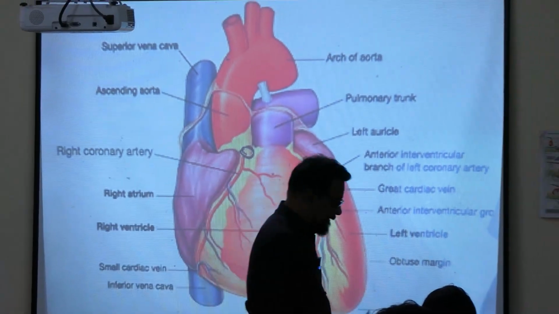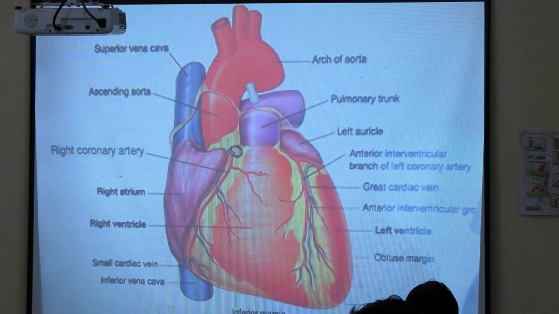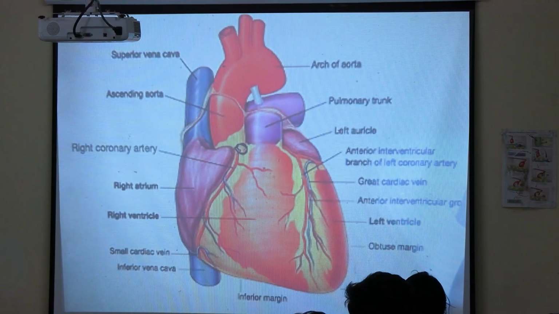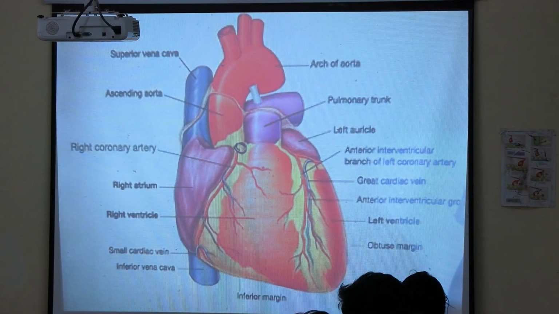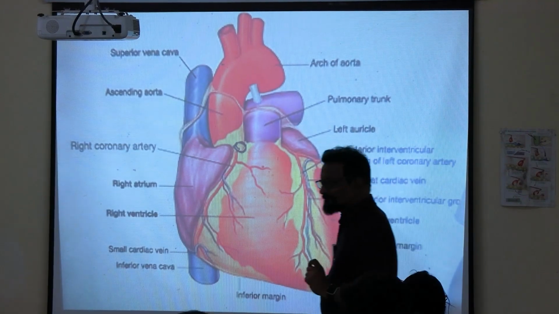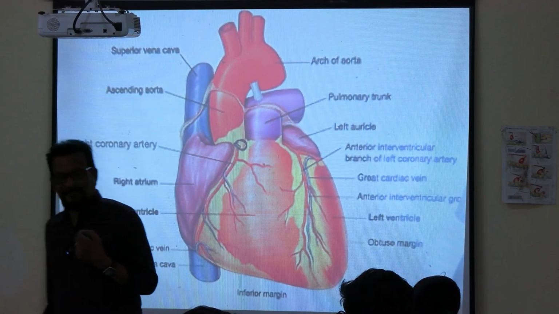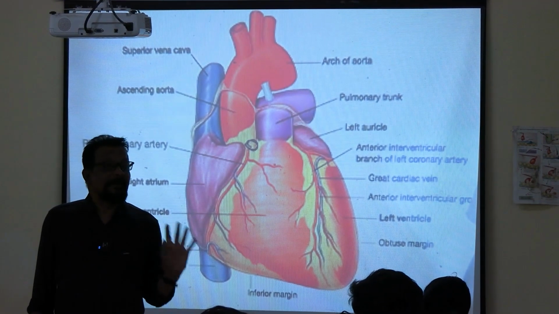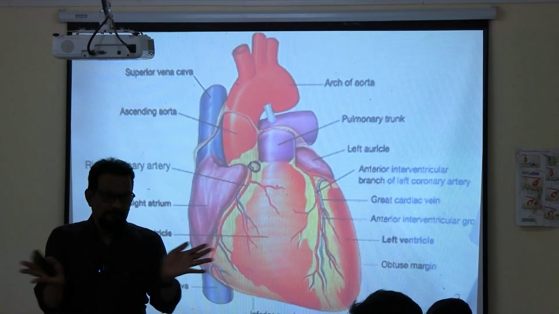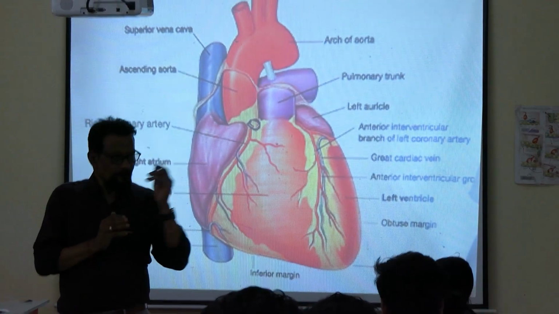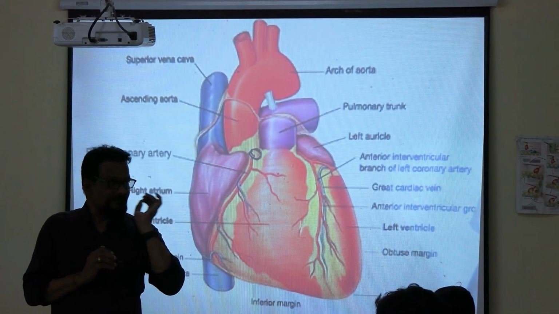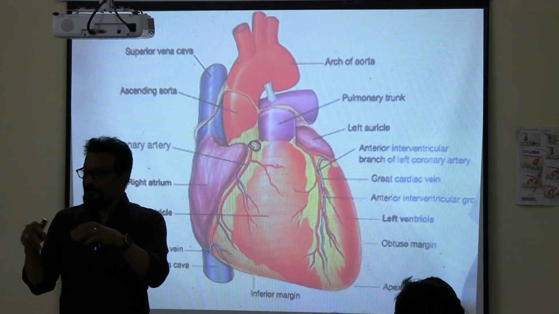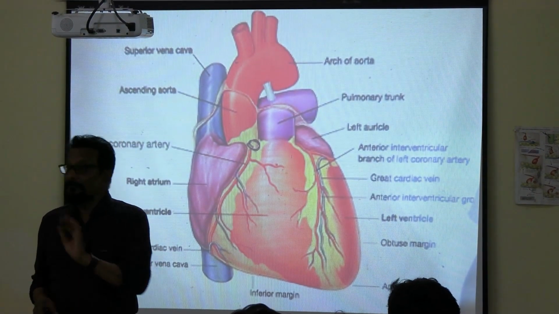The course of coronary arteries and coronary veins is not very important in physiology. This is important in anatomy. So you can expect questions in anatomy, but most likely you will not get questions regarding how they pass along the surface of the heart and what the different branches are. Even then, I will now explain it to you.